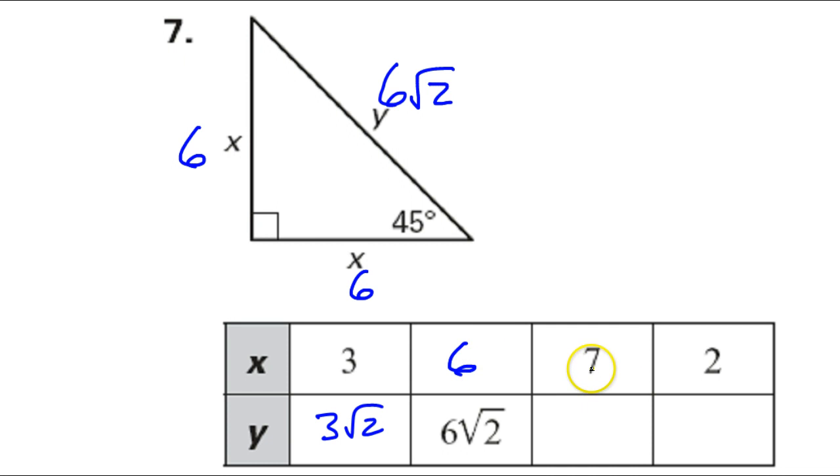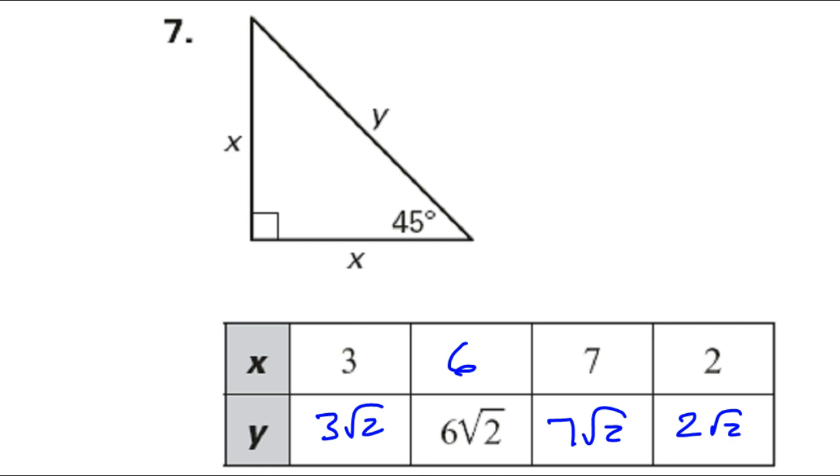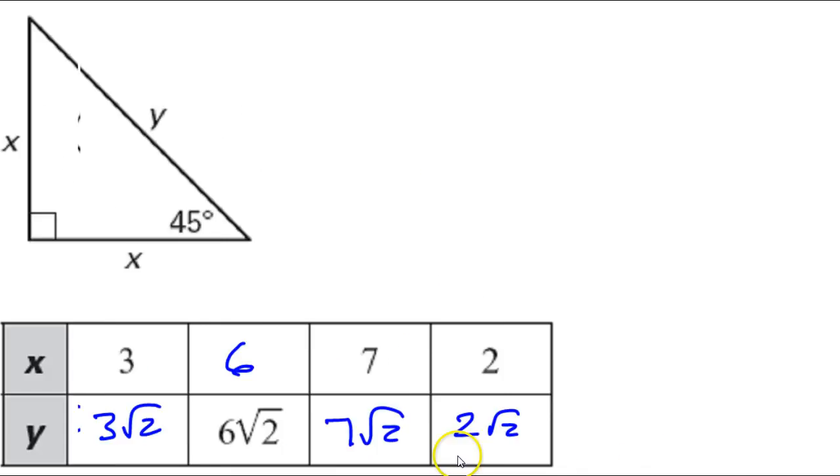So, similarly, if x is 7, then y would be 7 radical 2. Alright, if x is 2, then it would be 2 radical 2. Okay? No challenge there. Very, very simple.